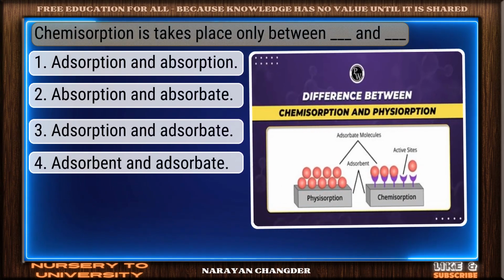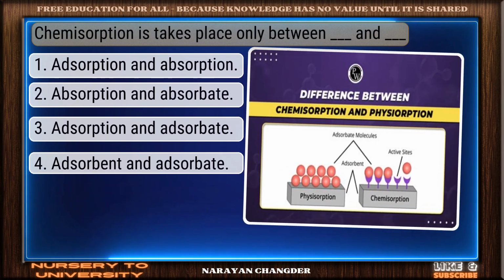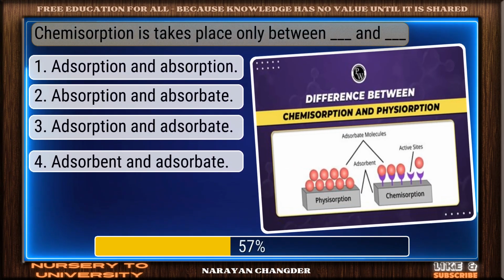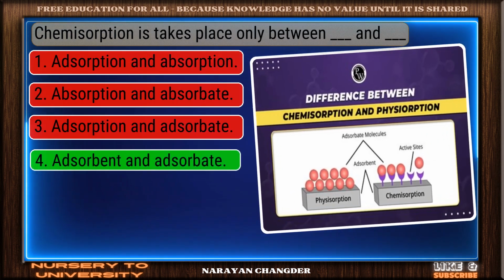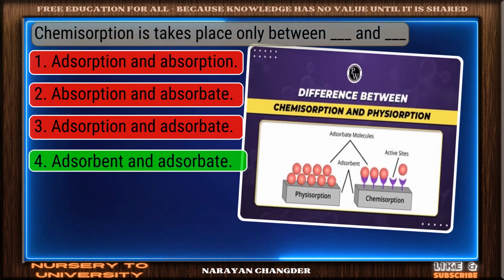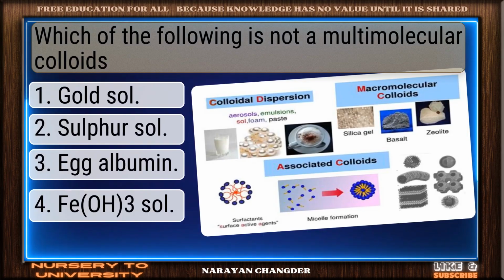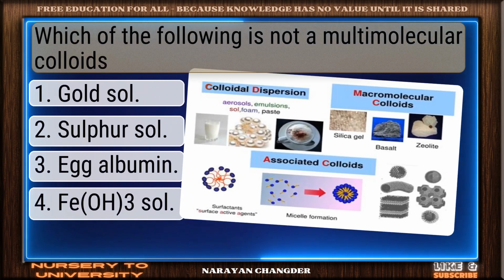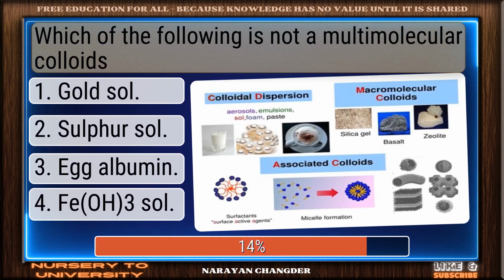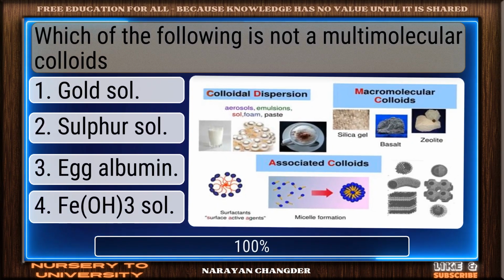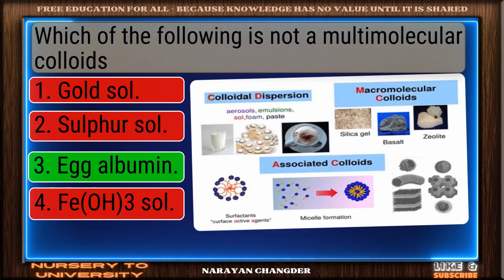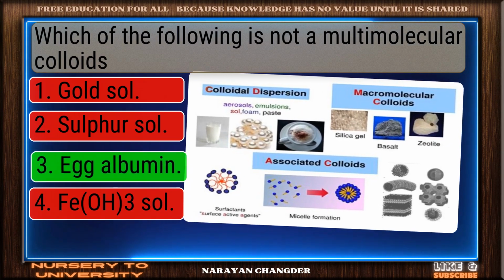Chemisorption takes place only between dash and dash. Smart move. Adsorbent and adsorbate is an accurate answer. Which of the following is not a multimolecular colloid? Excellent. Egg-albumin is a brilliant choice.